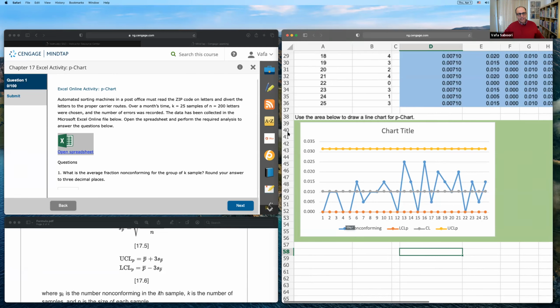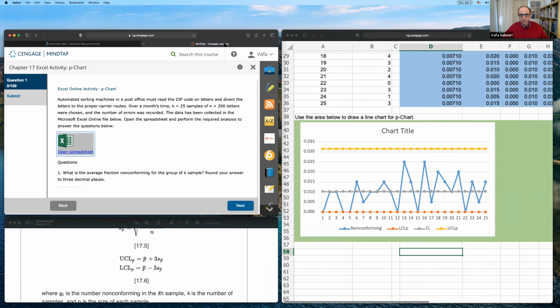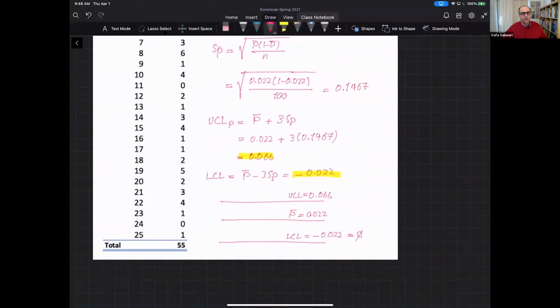I can conclude that it's an in control process. Okay. So now let's go back to our notes and work on another type of chart, which is C chart. Okay. So let's go back and start working on C charts.